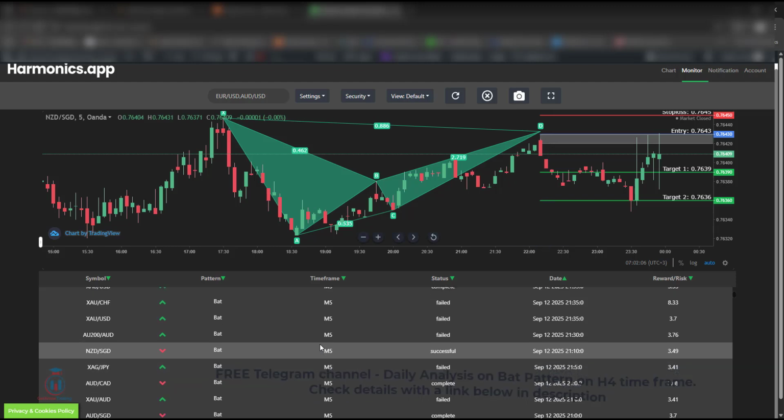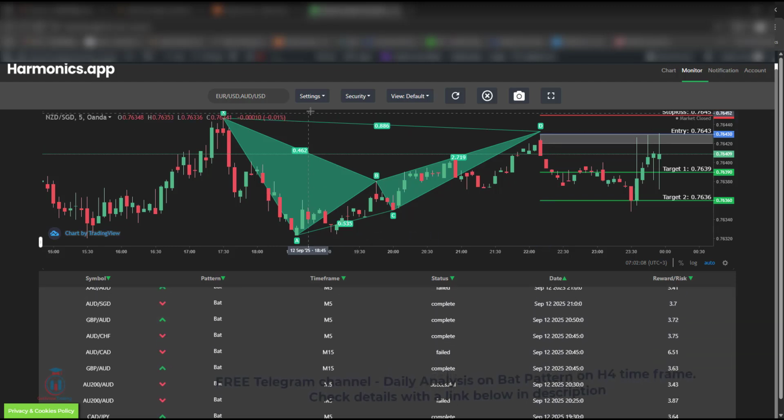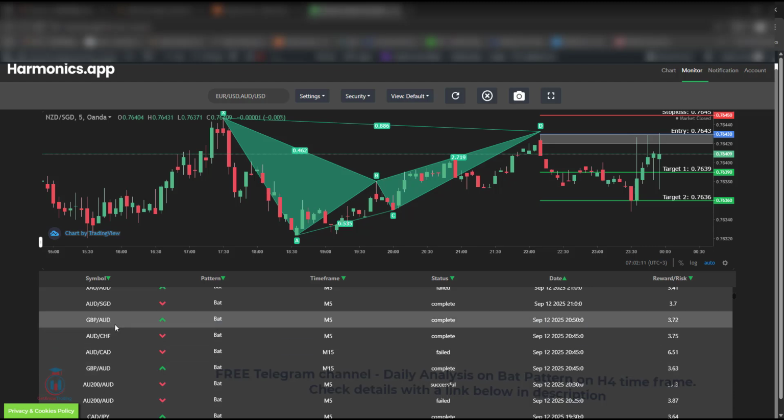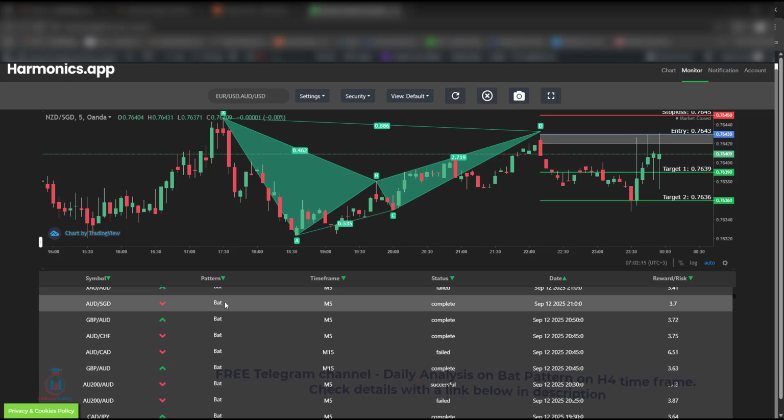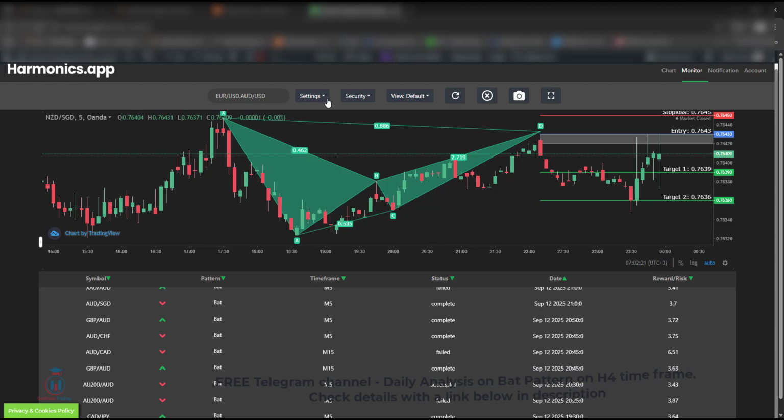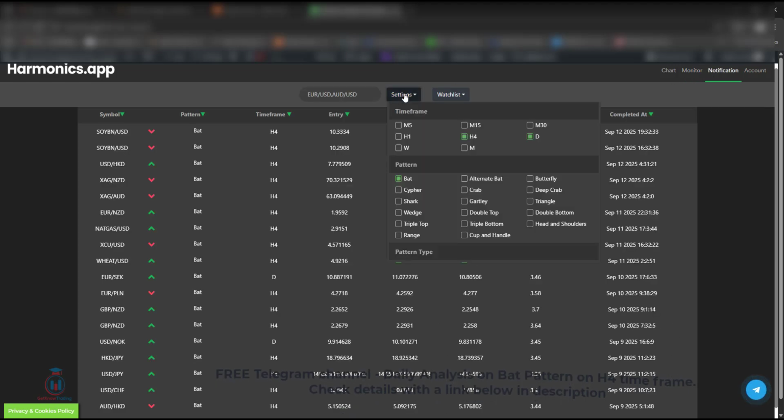So it is a way you can also make filters here and then analyze specific patterns, like I have done for the bat pattern. That is why I have selected only the bat pattern to make the analysis. I have used only the 4-hour time frame, you can see that here, and the daily, because these are the daily patterns that are created.